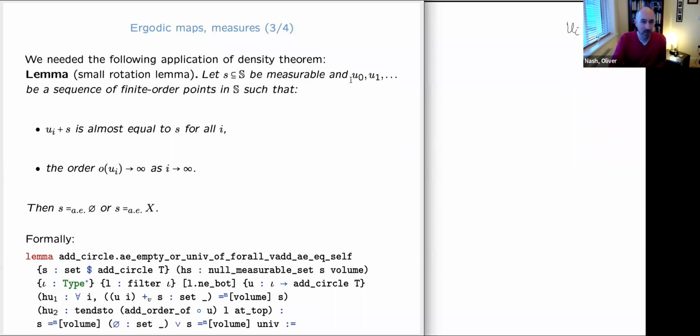So I've got a set, I've got a sequence. The conditions are that the set's invariant under rotations, if we think of it that way, by the angle defined in the sequence. And then the order of these points is finite, but tending to infinity. Then the set must be almost empty or almost the whole set. So this is certainly different hypotheses to the ergodicity theorem, but it's the right conclusion.